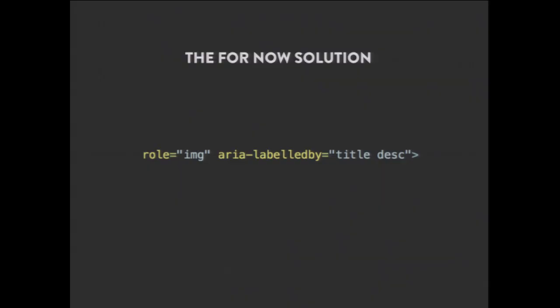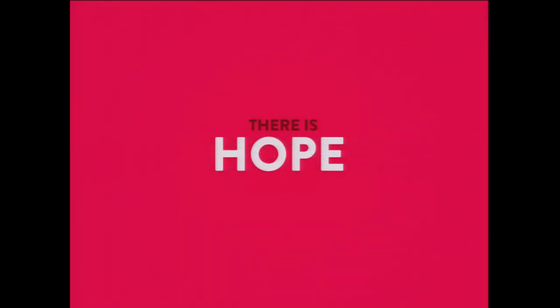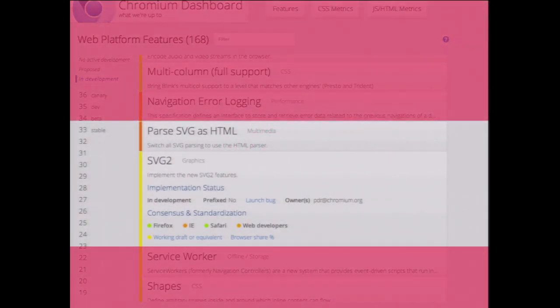So I have a for now solution for that. First thing, you do want to put an ARIA role on it as a good practice. That will say that it's an image. And you want to label it by title and description, so Firefox and Internet Explorer in NVDA will actually respect it. And for all the other browsers, I'll actually put something on a wrapper that just says what it is, a graphical representation of a donation spend. There is some hope with accessibility in SVG, and that is with SVG2. And we'll have better tab index support, and we'll have better ARIA labels.